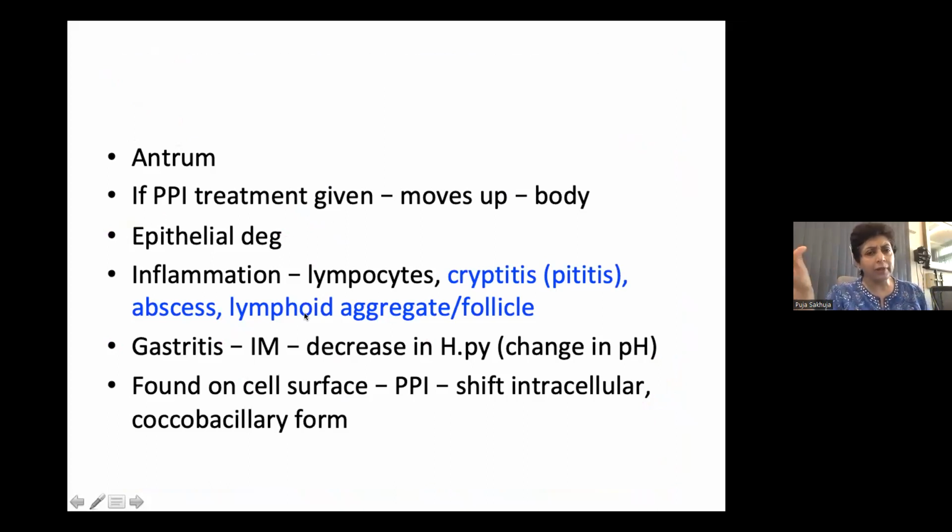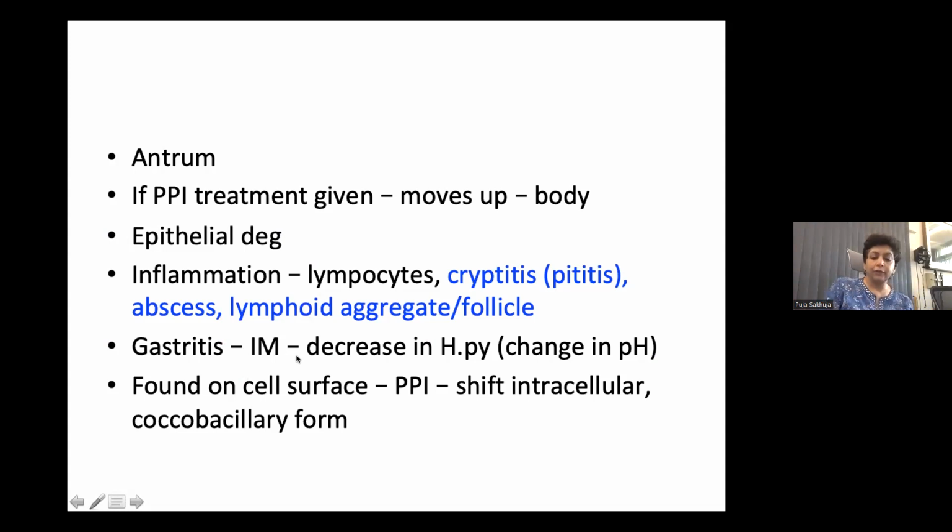Now, most people have been given PPI treatment by the time they reach you and you do an endoscopic biopsy. So therefore, the Fab5 become important, because even if it's present in the body mucosa, we will be able to pick it up. Often associated with epithelial degeneration, cryptitis, etc. As I told you, it can be associated with intestinal metaplasia. That can happen with this gastritis that occurs, but in the area of metaplasia, you will not find H. pylori. So the pathologist must screen in the other areas, not in the area of metaplasia.